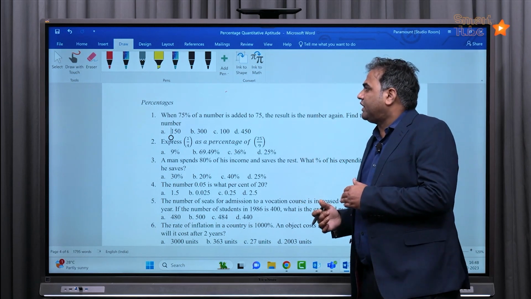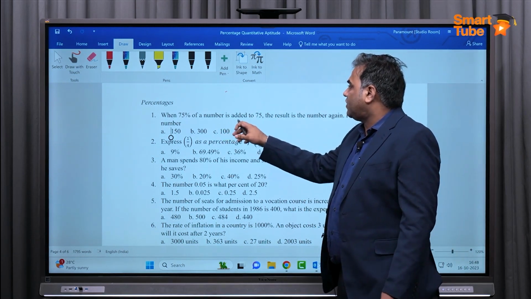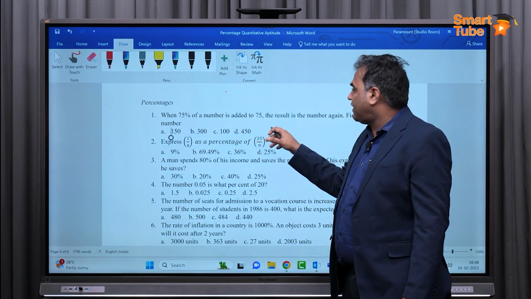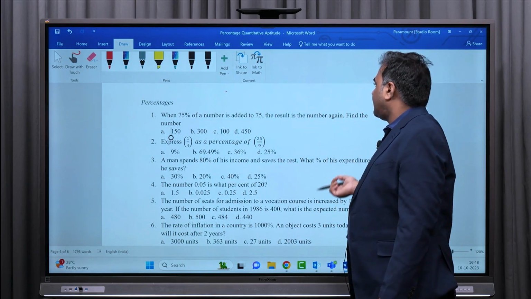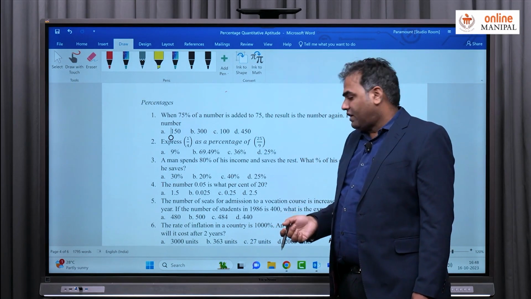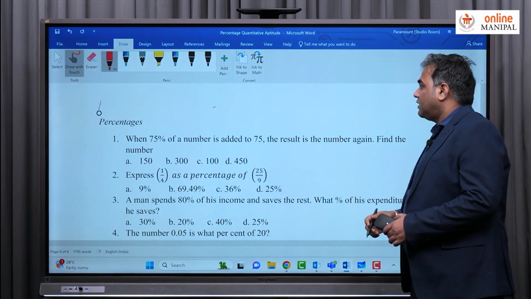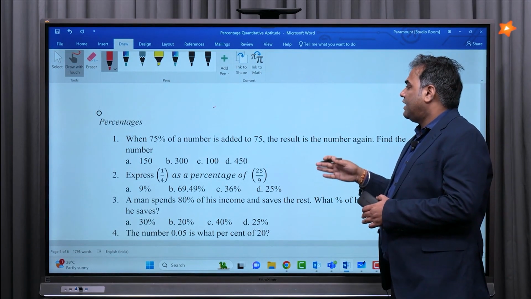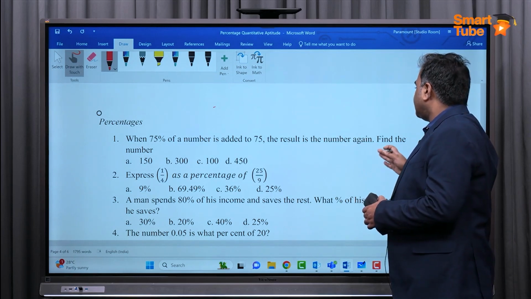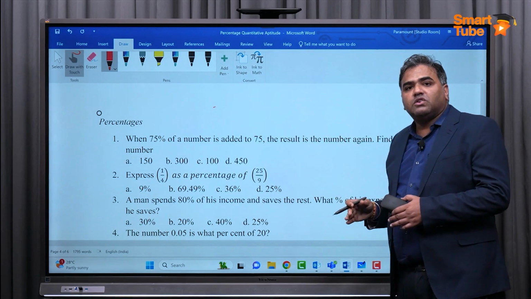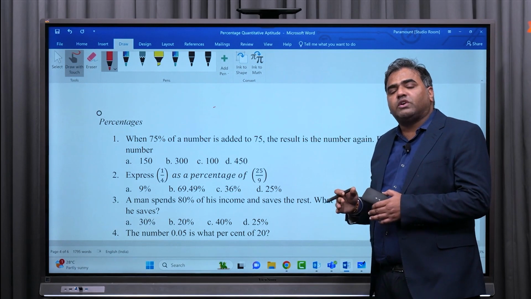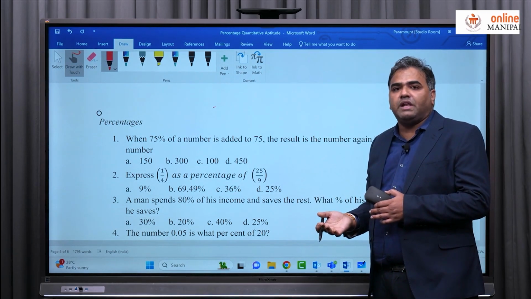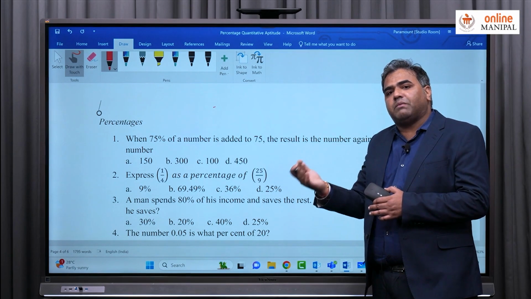The question number 1 is, when 75% of a number is added to 75, then the result is the number again. Find the number. Okay, so here the question is that when 75% of a number is added to 75, the result is the number again. Find the number. So guys, in order to solve this question, you can assume the number as any variable. So here I am assuming my number is A.